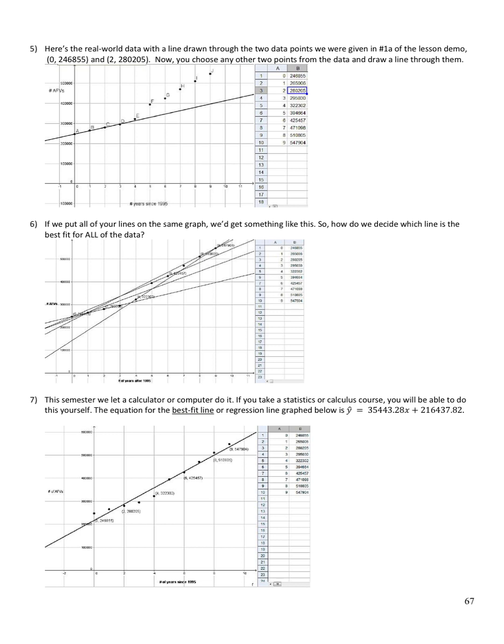So here's the real-world data with a line drawn through the 2 data points that we gave in 1A of this problem, or earlier in this lesson. So we had (0, 246,855) and (2, 280,205). So I have this point and this point. Those are real-world data points, but I also have 8 more data points.